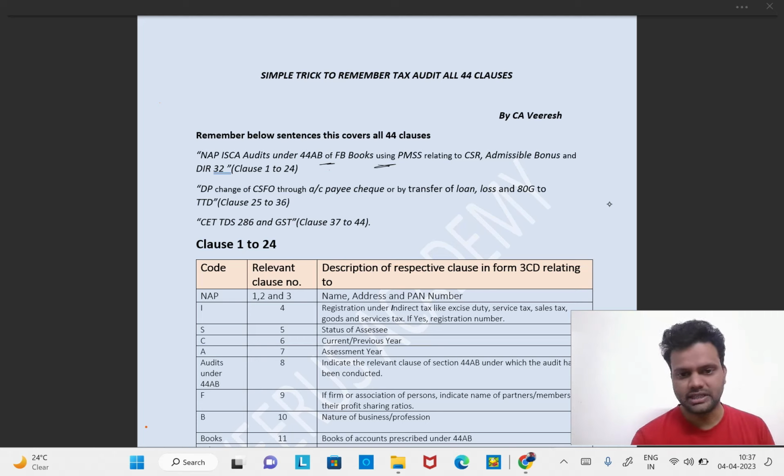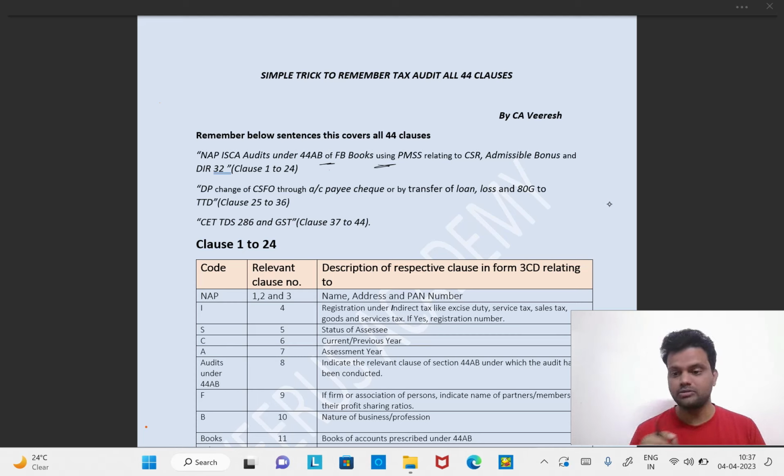NAP ISCA audits under 44AB of. So, audit you are doing, which company's audit are we doing? FB books. FB means Facebook. Facebook books that you are performing an audit on. It is not manual. It is a big entity, right? It is not manual. So using what are you doing it? PMSS. PMSS means People Management System Software.